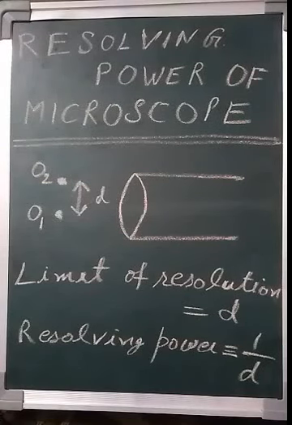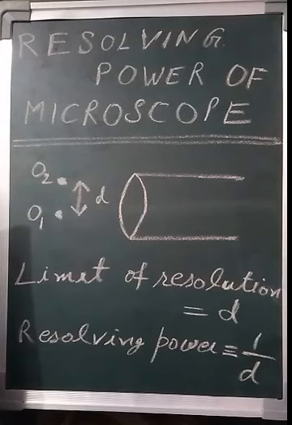In this video, I will share how to derive an expression for resolving power of a microscope. A microscope is an optical instrument that is used for observing magnified image of a very small object lying close to the microscope. The ability of microscope to show distinct images of two closely lying point objects is called resolving power of microscope. This is the qualitative definition.